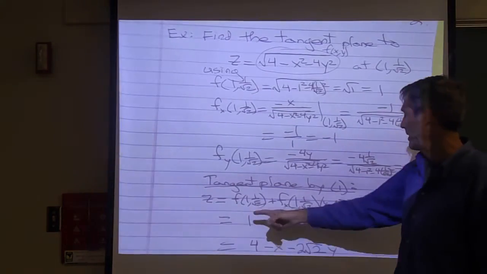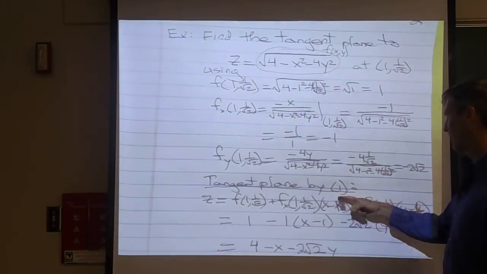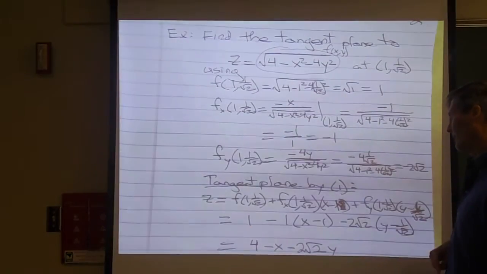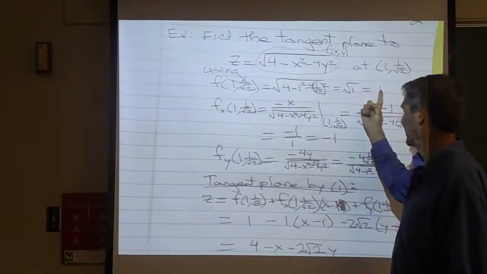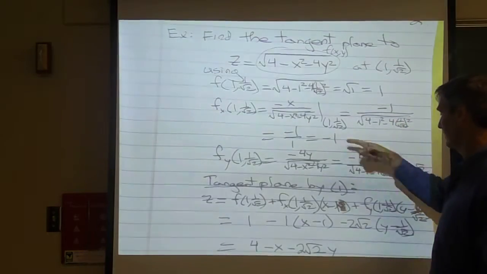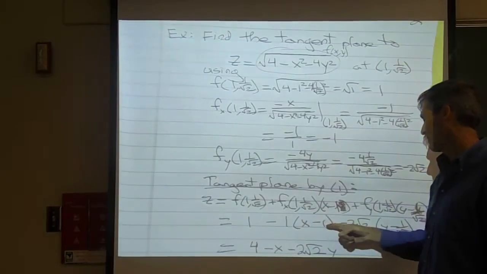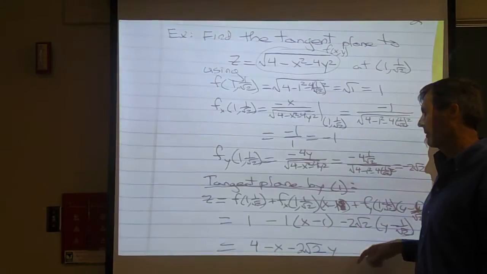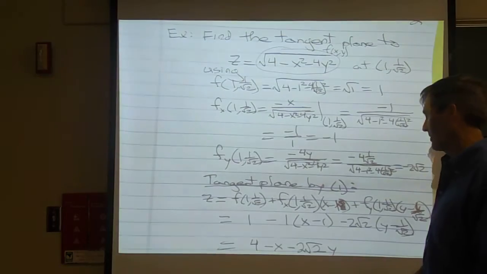And so now the equation just says z is f at the point plus fx at the point times x minus 1 plus fy at the point times y minus 1 over square root 2. This is 1, my calculation up here, this one was minus 1, and this one was minus 2 square root 2, so it's just 1, minus 1 times x minus 1, minus 2 square root 2 times y minus 1 over square root 2. Multiply that out and regroup it, you've got z equals 4 minus x minus 2 square root 2y. There is the equation of the tangent plane.